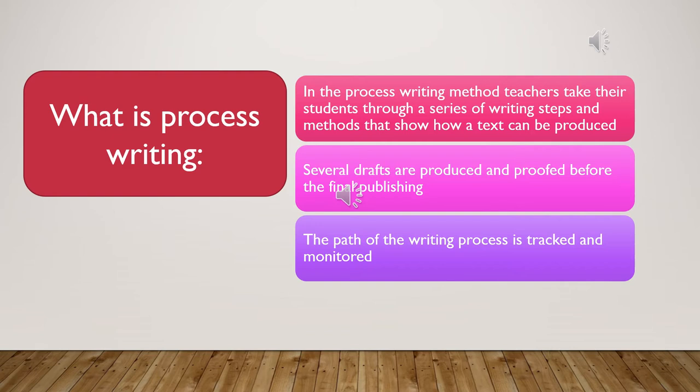What is process writing? In the process writing method, teachers take their students through a series of writing steps and methods that show how a text can be produced. Several drafts are produced and proofed before the final publishing. The path of the writing process is tracked and monitored by both the student and the teacher.